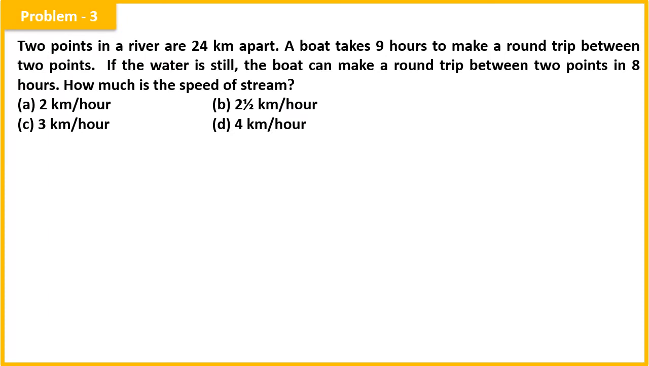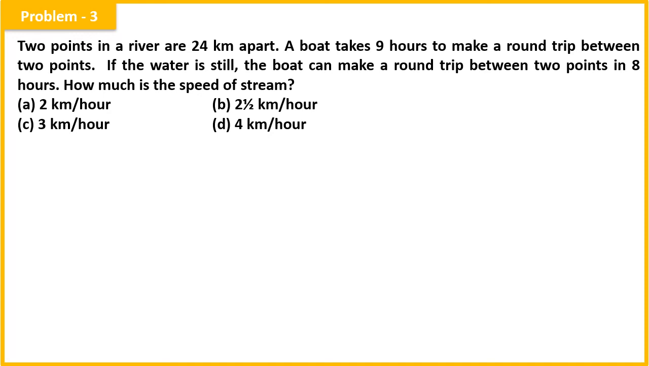Problem 3. 2 points in a river are 24 kilometers apart. A boat takes 9 hours to make a round trip between 2 points. If the water is still, the boat can make the round trip between the 2 points in 8 hours. How much is the speed of stream? Means in this particular question, you need to find the speed of water current W.